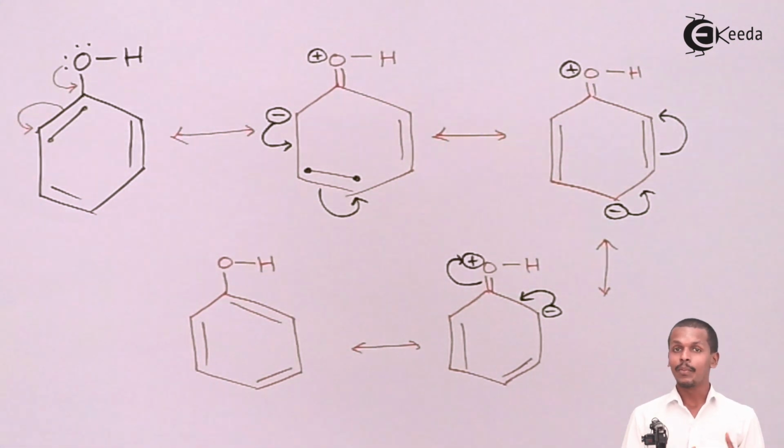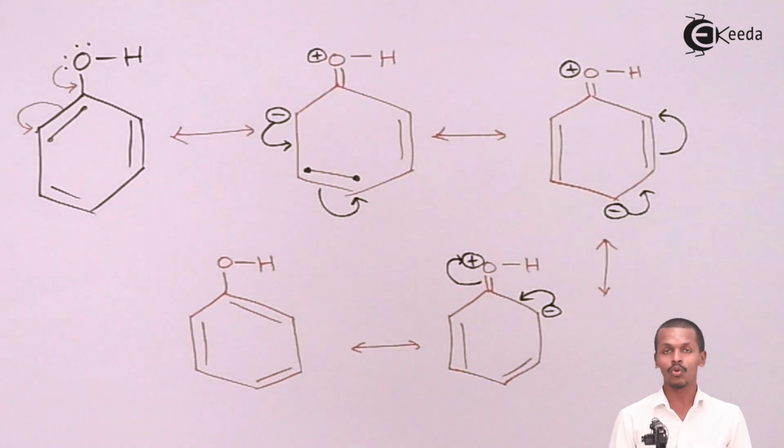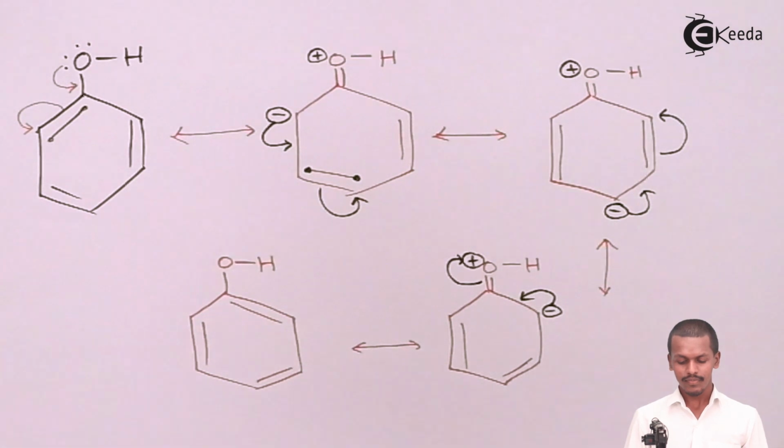Now the more detail that I am going to talk about is why this is actually an activating group, as well as ortho and para directing. As we could see, basically the electron density in the benzene is now been reduced.